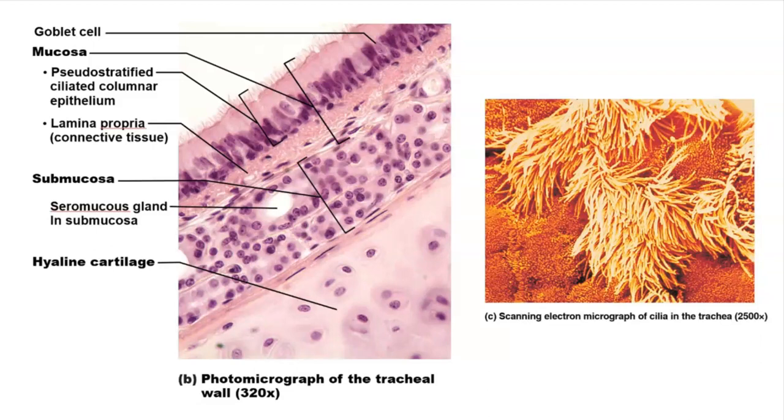The lamina propria, which is the layer underneath the epithelium, is a layer of connective tissue, which is most likely an areolar connective tissue, since that is the connective tissue that we see underneath most epithelial tissues. And it serves to connect the epithelium to the submucosa.